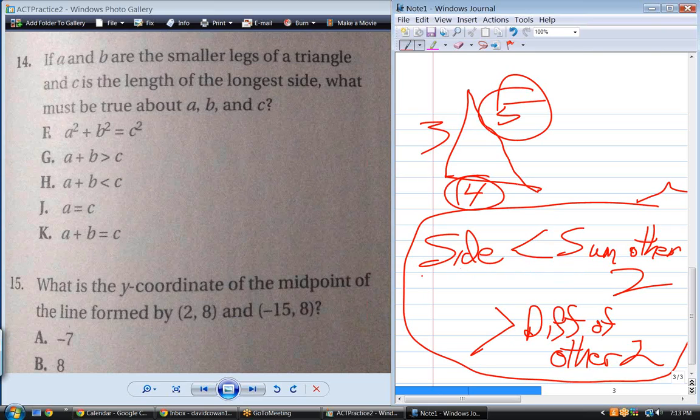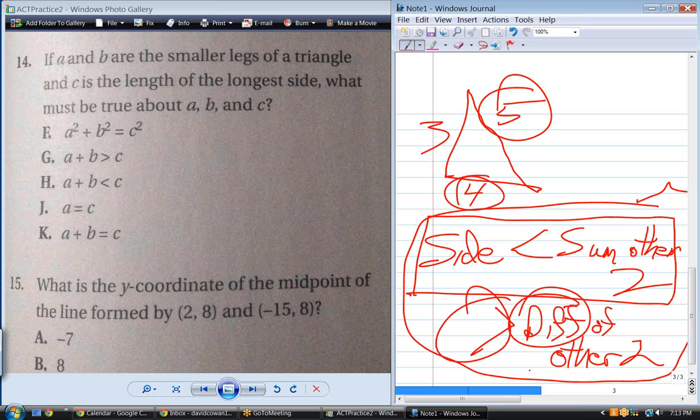And the way to memorize this rule is just to remember that part, and then know the other half of it is just the opposite. It's less than the sum, it's greater than the difference. In other words, this is opposite, and that's opposite. So all you have to remember is that it's less than the sum of the other two sides, and that's what H says. A plus B is less than C. And it doesn't even matter that C is the longest side. That is true of all triangles.